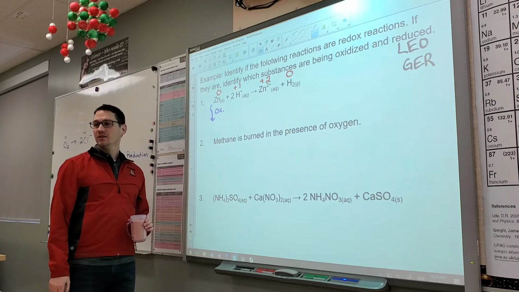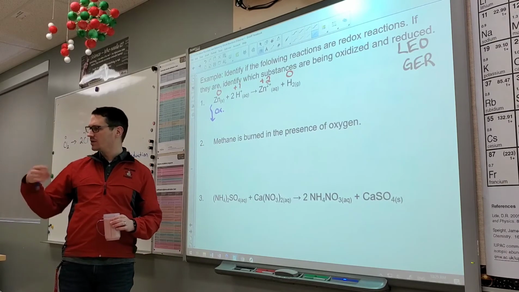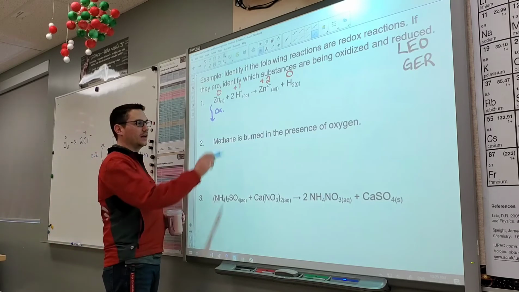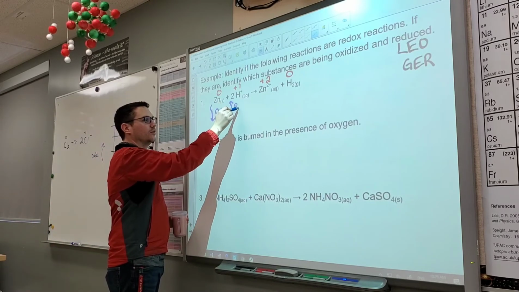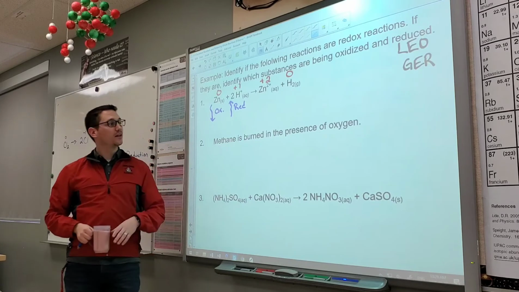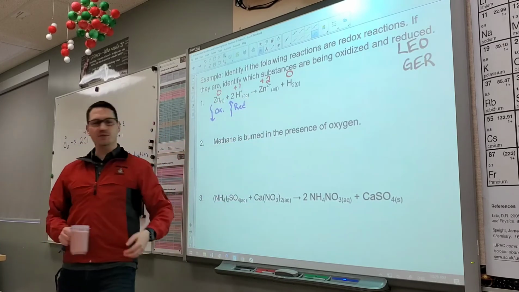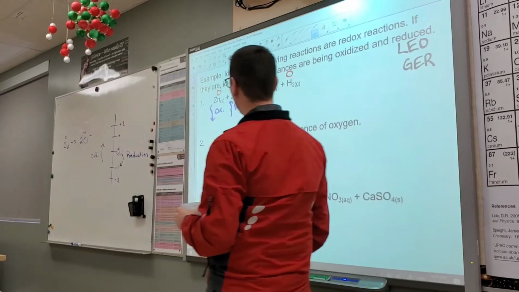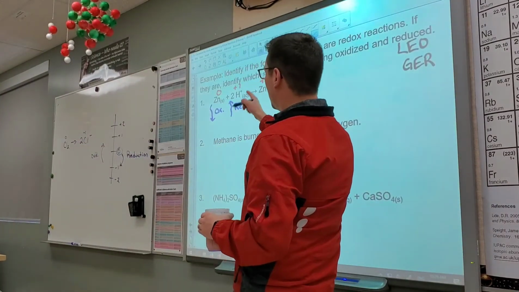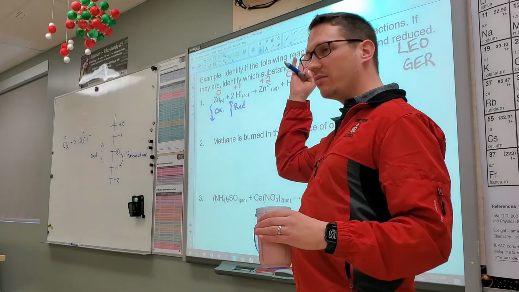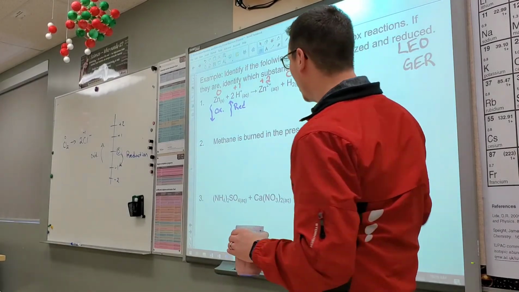The hydrogen, without even thinking about it, what does it have to be? Plus one. It has to be reduced. Is it gaining an electron? Yeah, it's going from +1 to 0. It's getting more negative. Totally, that's being reduced. So all of a sudden, we have zinc being oxidized and hydrogen ions being reduced. No problem. All right, good to go.